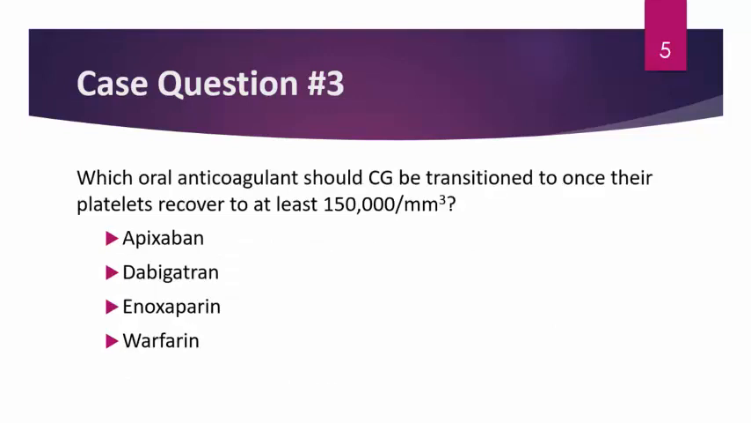And the third question, once CG's platelets recover, which oral anticoagulant should CG be transitioned to? Essentially, once a platelet recovery of above 150,000 occurs. Is that agent apixaban, dabigatran, enoxaparin, or warfarin? Once we discuss heparin-induced thrombocytopenia today, we should be able to answer all of these questions.